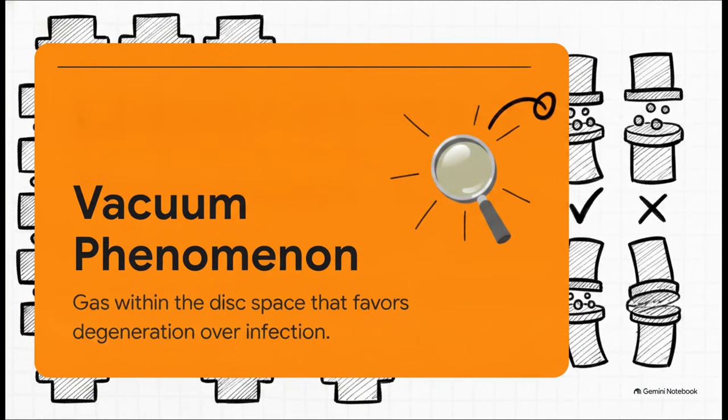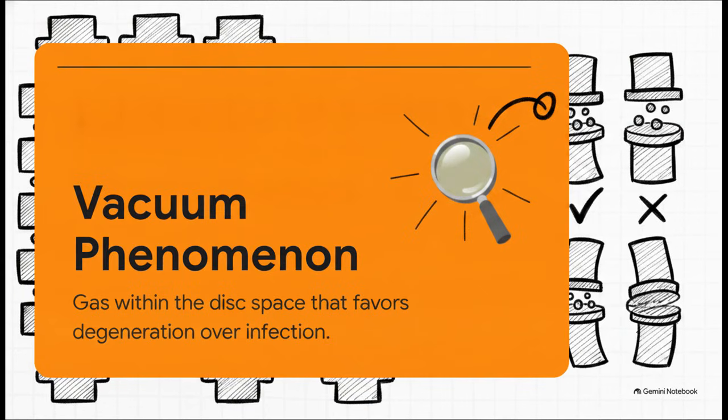Now, when you're looking at the space around the blocks, specifically the discs, you really need rapid triage tools. And this brings us to the vacuum phenomenon. This is literally gas appearing within the disc space. Why does this matter? Well, because it strongly favors a diagnosis of simple degeneration, where joint wear is just releasing nitrogen gas. If you see a narrow disc space and you're suddenly worried about a really dangerous infection, look for the gas. Infection classically does not produce a vacuum sign.